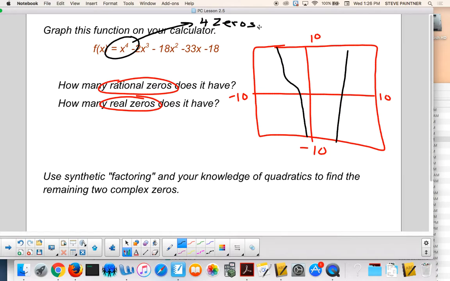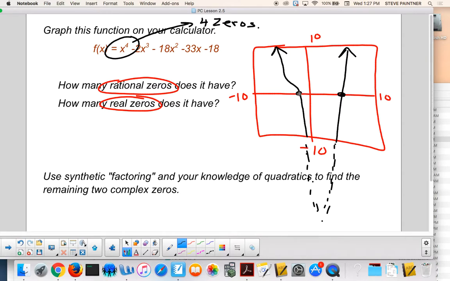Up, up. It's positive x to the fourth. It acts like a parabola, up, up. So really the arrows are right here. There's the arrow. There's the arrow. Now what's it doing down here? I have no idea. I'd have to open the window bigger, but I don't care because I'm looking for zeros. My zeros are here and here.